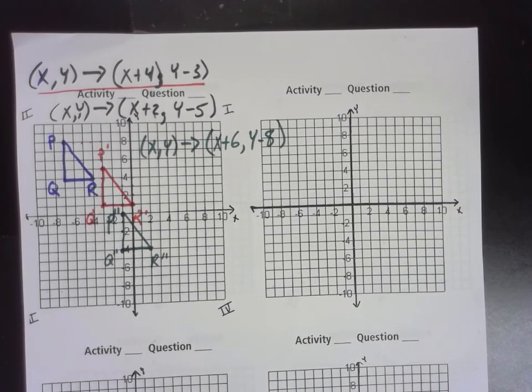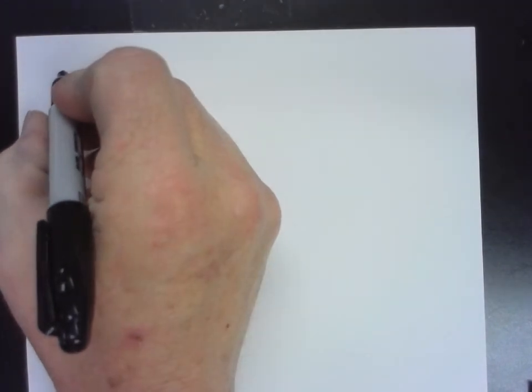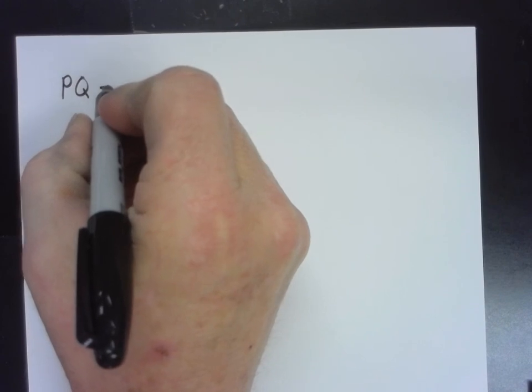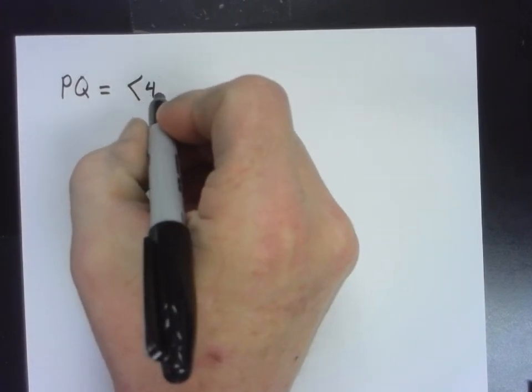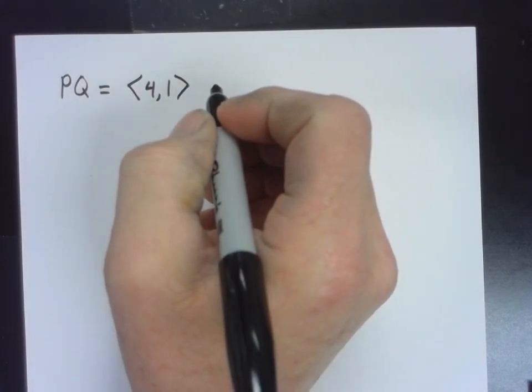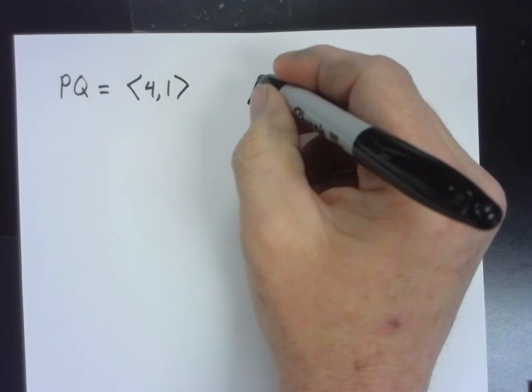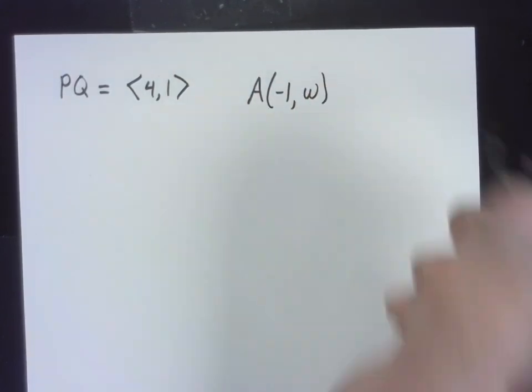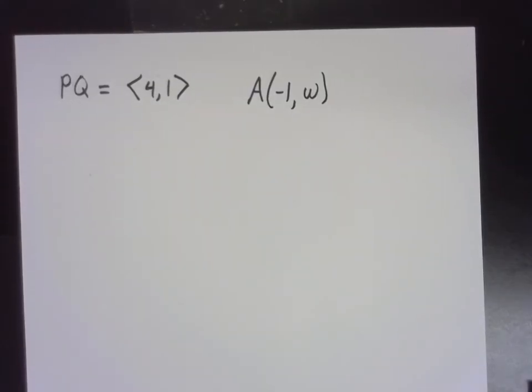Mathematical connections. The vector PQ describes the translation of point A, here's point A, -1, something. Okay, so we're having to think a little bit. It doesn't tell us the y coordinate of point A, does it? It just gives us the x coordinate.